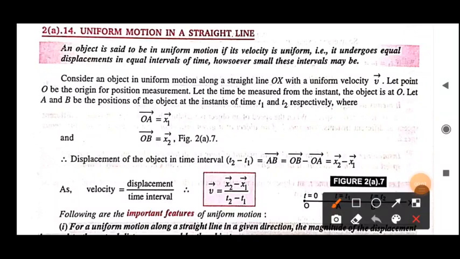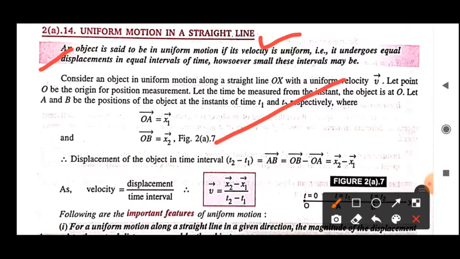See the next concept, that is uniform motion in a straight line. This is the next concept of the chapter. Here one more thing: in this chapter we will study only uniform motion, not non-uniform or any other type of motion. So let's see what uniform motion is. An object is said to be in uniform motion if its velocity is uniform, which means it undergoes equal displacements in equal intervals of time.